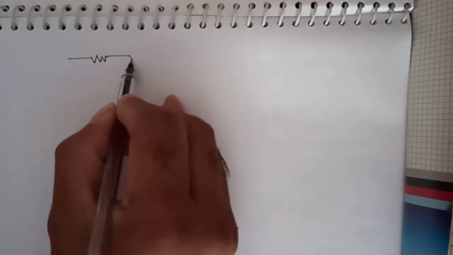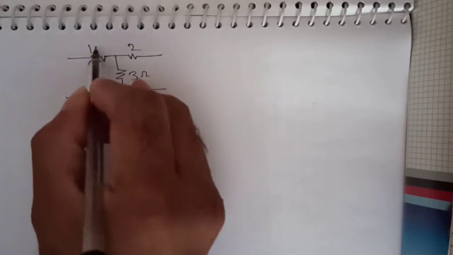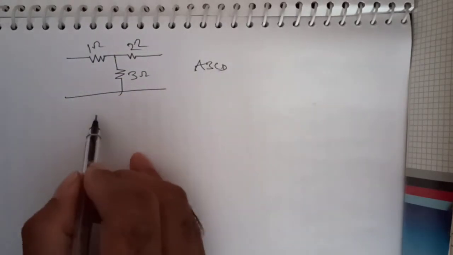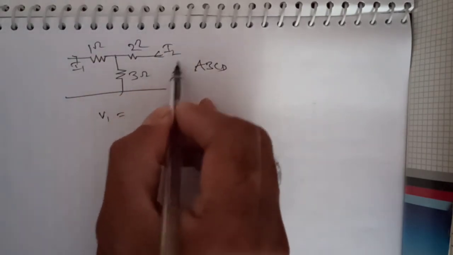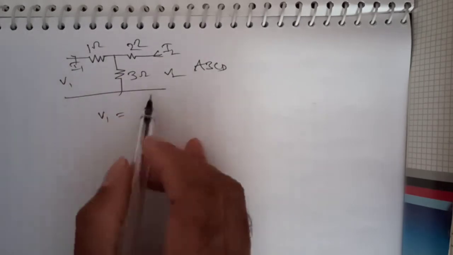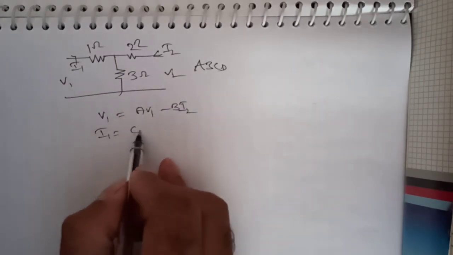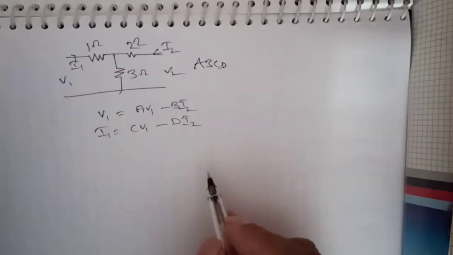Let us take one simple example to find the ABCD parameters. Let us take the previous class example, and assume the resistances 1, 2, 3 ohms, and obtain the ABCD parameters. So what are the equations we have? Here we have I1, I2, V2 and V1. V1 equal to AV2 minus BI2, I1 equal to CV2 minus DI2. Actually it is plus, we have to write it as minus I2.